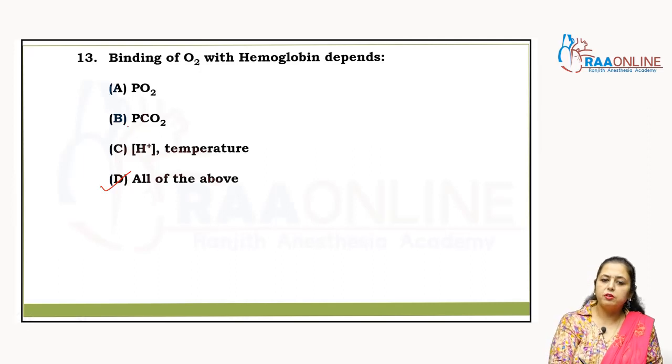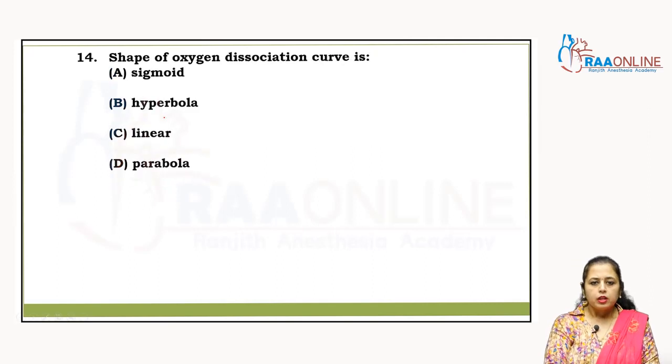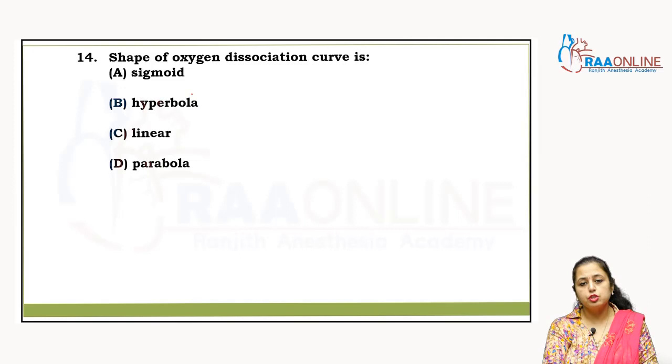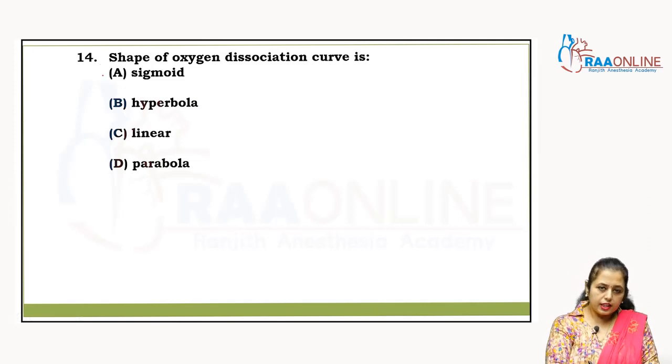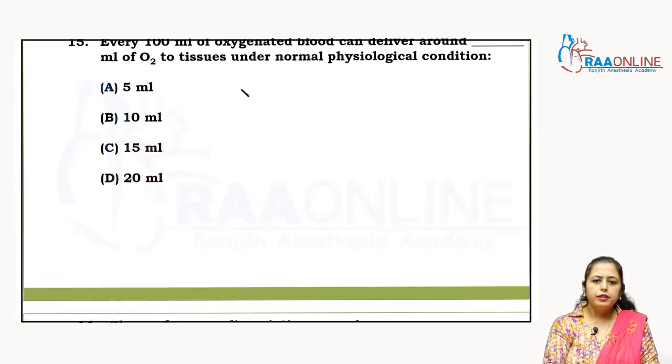The answer is all of the above, because if the partial pressure of oxygen is reduced, then the partial pressure of carbon dioxide is increased, H+ increased, temperature increased, right? And if these are increased, then all these three are decreased. The shape of the oxygen dissociation curve, if the condition is normal, is a sigmoid curve. We already discussed it, right?